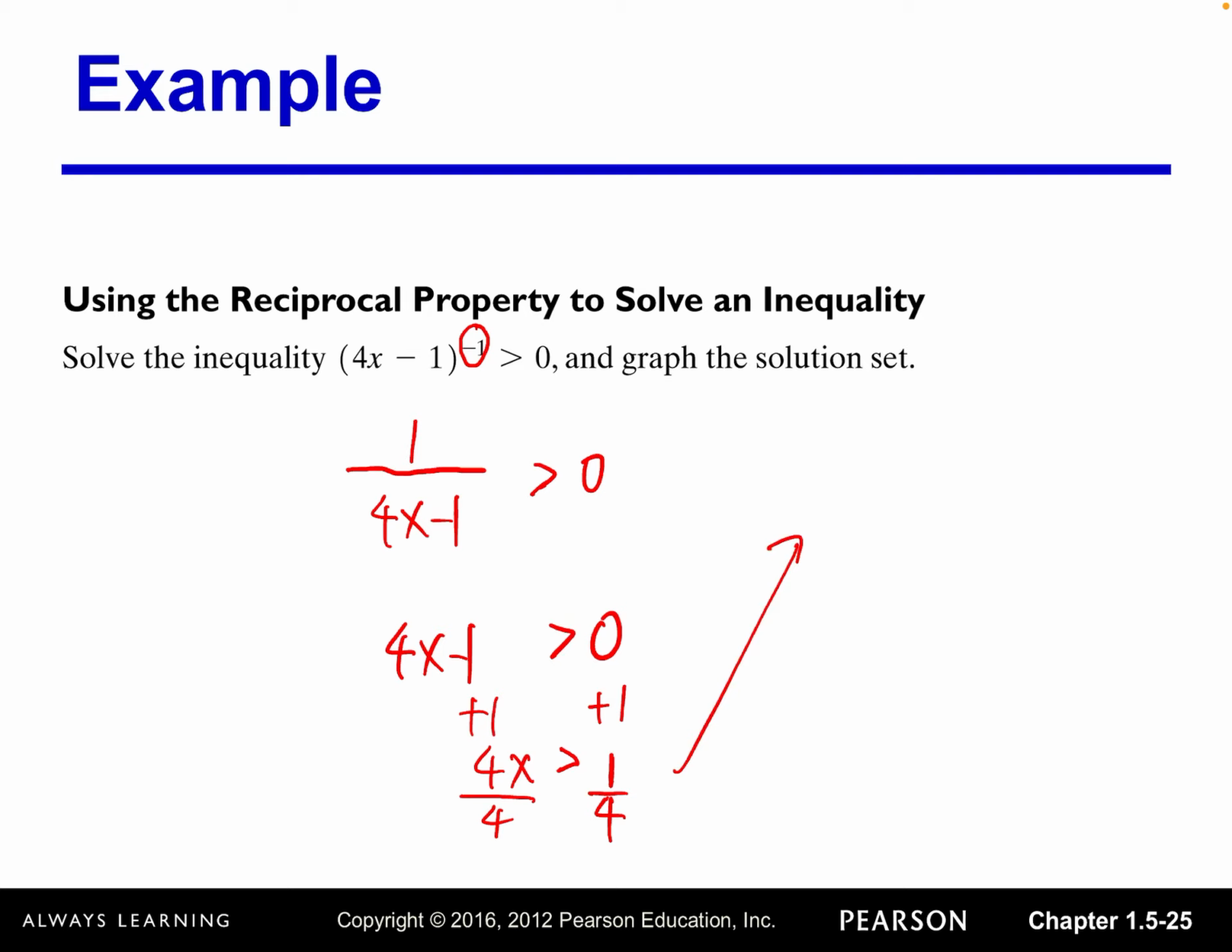Right, I put in here. So we got left hand side x, right hand side 1/4. Divided both sides by a positive number. Symbol stay the same.